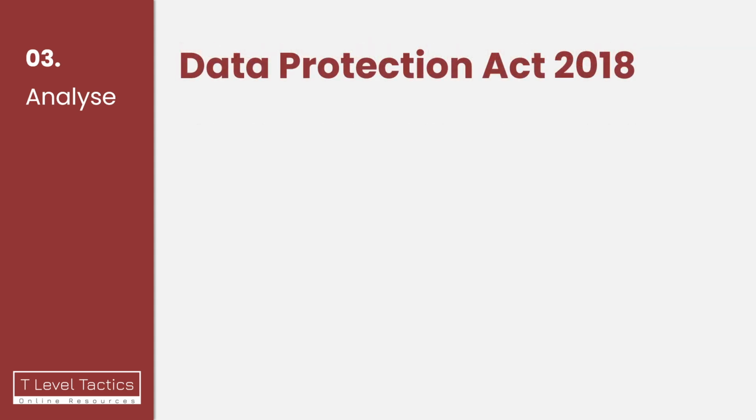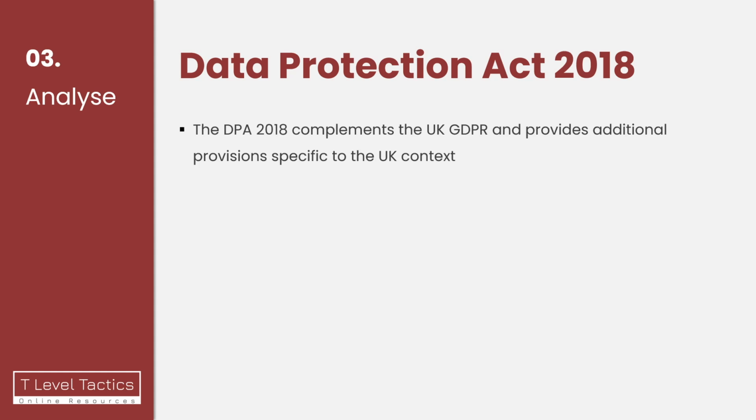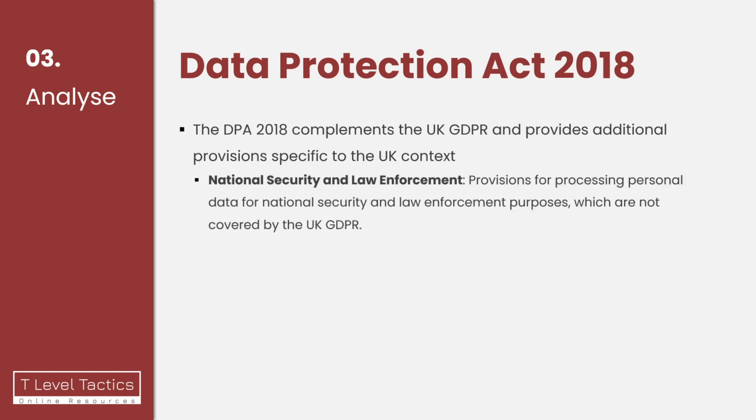The Data Protection Act of 2018 complements the UK GDPR and provides additional provisions specific to the UK context. The first point being national security and law enforcement. There are provisions for processing personal data for national security and law enforcement purposes, which are not covered by the UK GDPR.